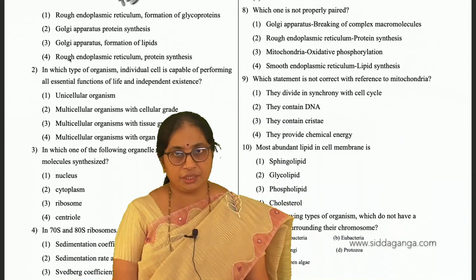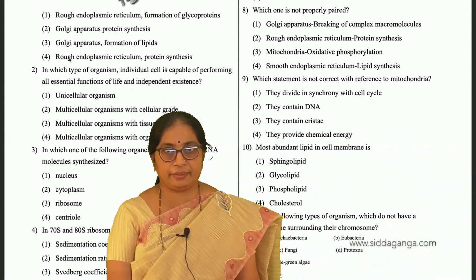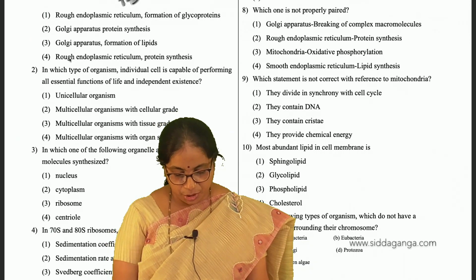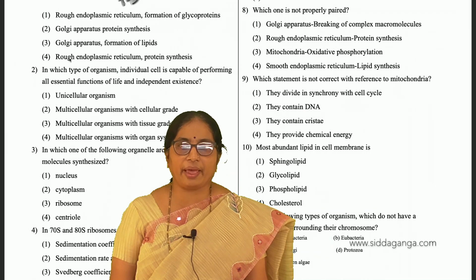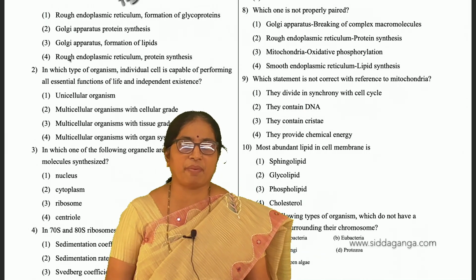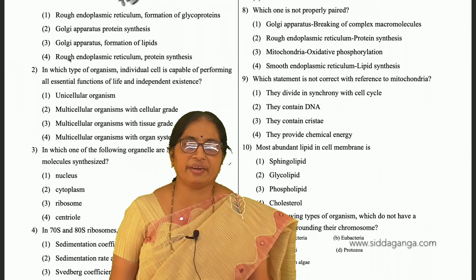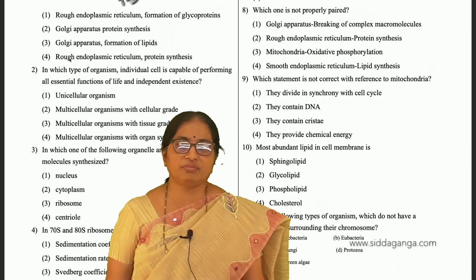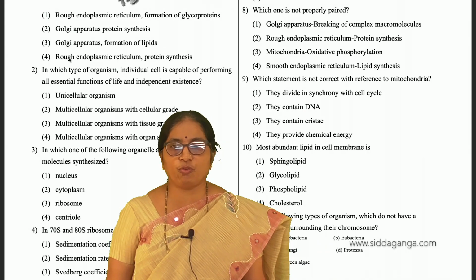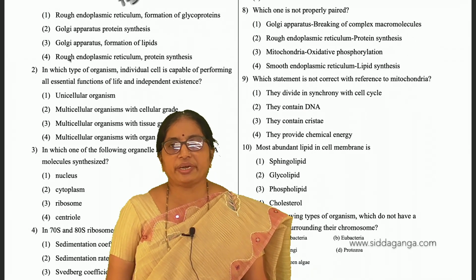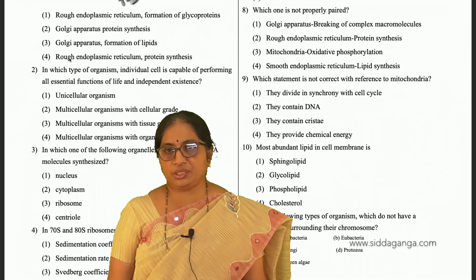Which one is not properly paired? Question number 8. Which one is not properly paired? Look at the first option, the Golgi apparatus, breaking of complex macromolecules. Second is rough endoplasmic reticulum, which is involved in protein synthesis. Mitochondria, oxidative phosphorylation. Smooth endoplasmic reticulum, lipid synthesis.